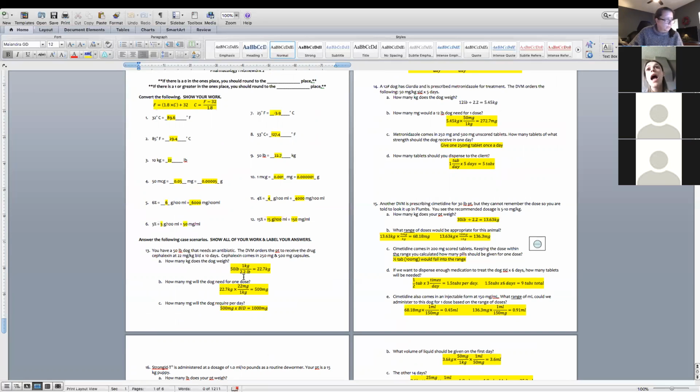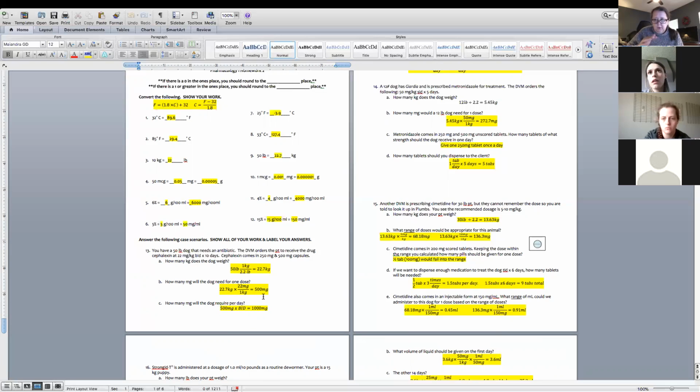Yep. How many milligrams will the dog need for one dose? I put 22 milligrams per 22.7. So would I times those two or divide those two? You're going to multiply. The doctor wants you to use 22 milligrams per kilogram, so you're going to multiply what the doctor wants by the weight. So yeah, 22 times 22.7. Okay, so I got 499.4. Now, should I have rounded that up?